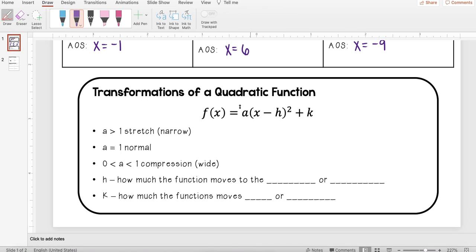So first, your a value, that's going to tell you whether it's stretched, whether it's normal, or whether it's compressed. So if a is greater than 1, it's going to be stretched. If it's equal to 1, then it's just normal. And if it's between 0 and 1, so it's a fraction between 0 and 1, it's going to be compressed. So let's see what that looks like.